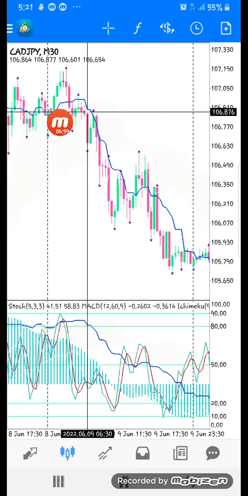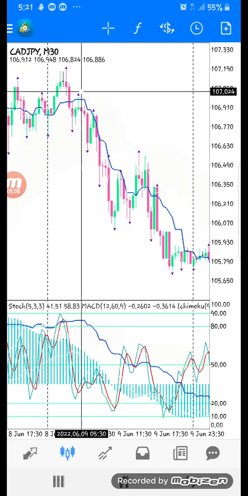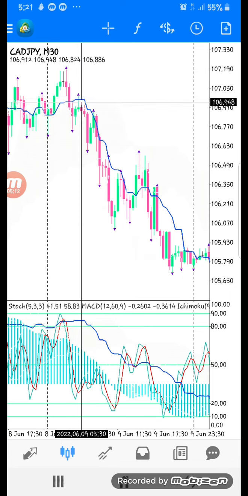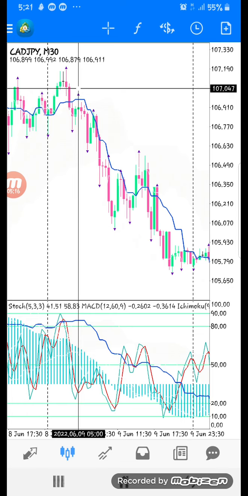And when you enter this trade, this is where you place your stop loss, according to the fractals, where the last arrow was. You see, the last arrow is here. This is the last arrow of the fractals. This way you place your stop loss a little bit above the arrow.